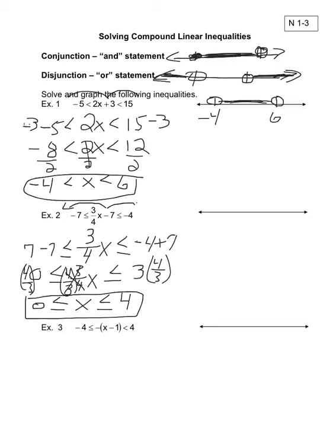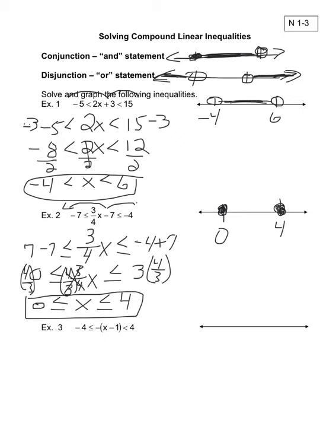On the number line up here, which comes first from left to right? 0. So I put down my 0. Is that going to be an open or closed at the 0? Closed, because it is equal to. And then over here I got a 4. Open or closed? Closed, because it is equal to.